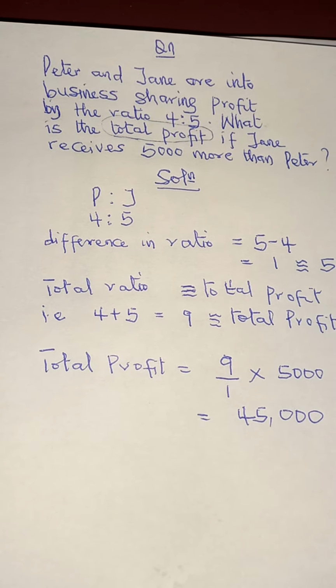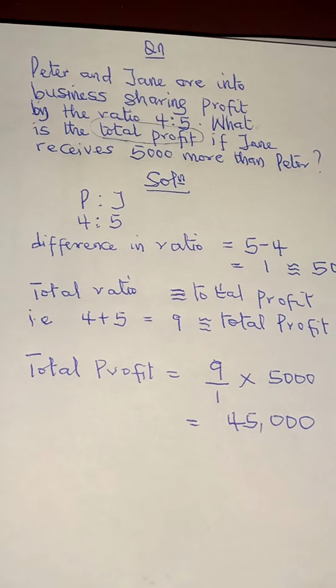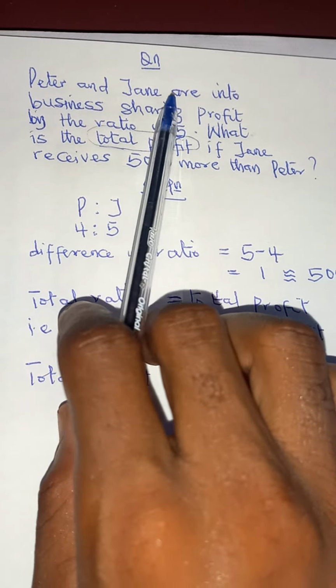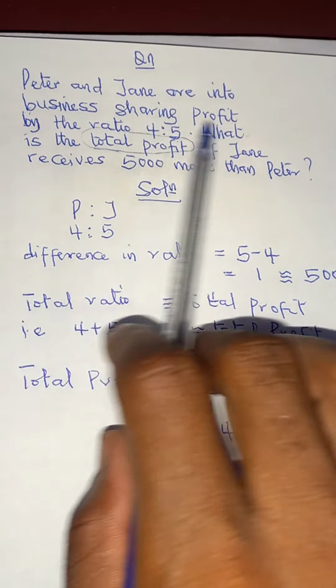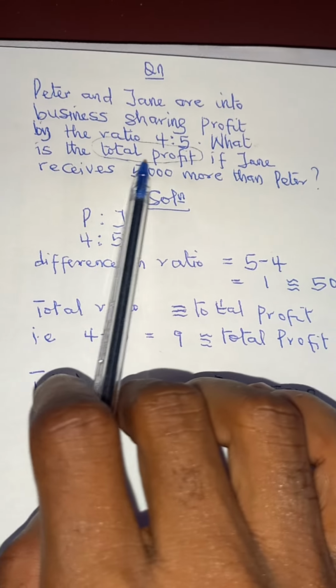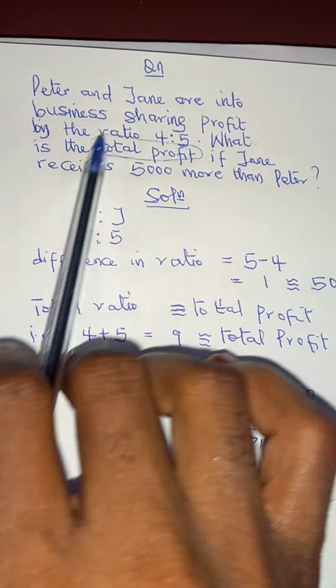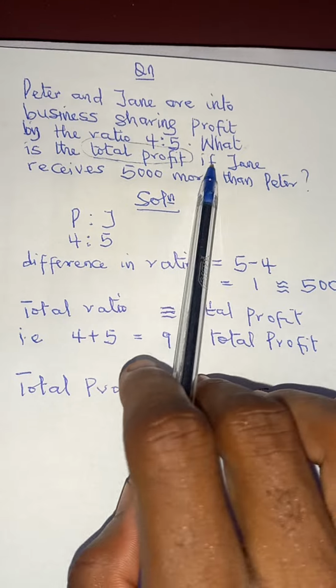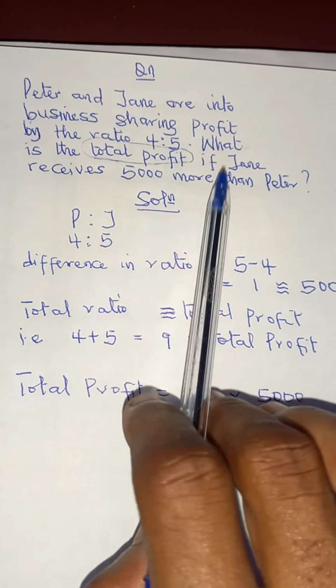Yeah, so I chanced on this problem and I want to do justice to it quickly. Peter and Jane are into business sharing profits by the ratio 4 is to 5. What is the total profit? You can see that I circled the total profit. That is the focus. What is the total profit if Jane receives 5,000 more than Peter?